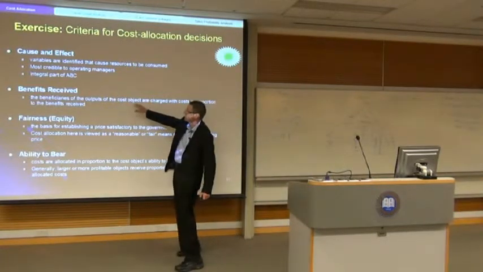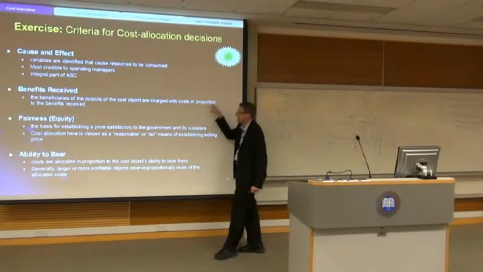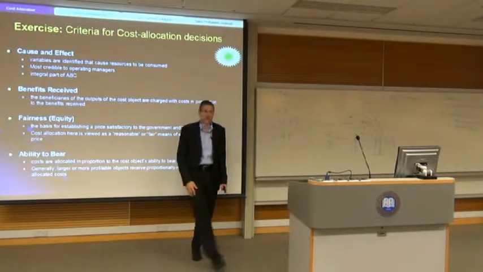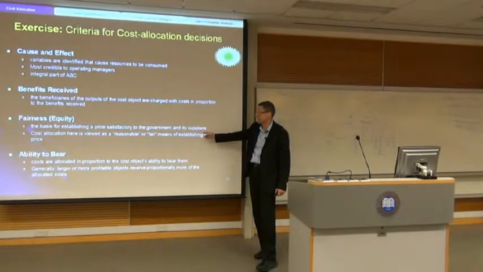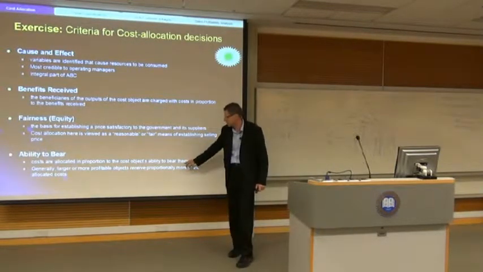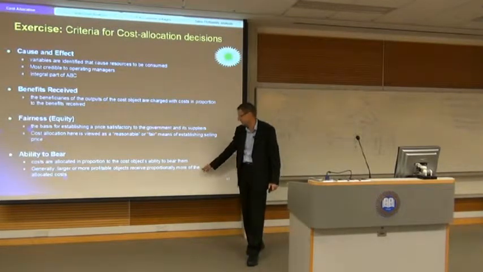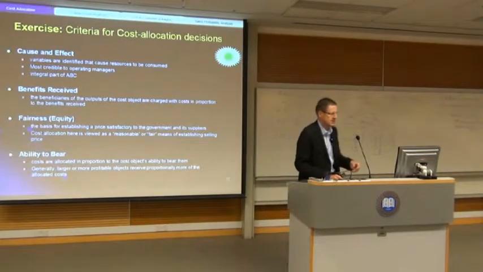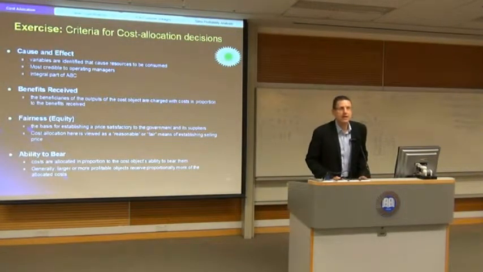Benefits received: beneficiaries of outputs of the cost object are charged with costs in proportion to the benefits received. Fairness and equity: the basis for establishing a price satisfactory to the government and suppliers. Ability to bear: costs are allocated in proportion to cost objects' ability to bear them. Generally, larger and more profitable objects receive proportionally more of the allocated costs. I want you to think about this. This is kind of like a theory of cost allocation.